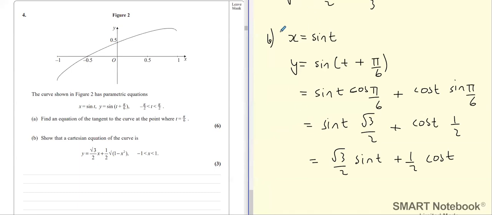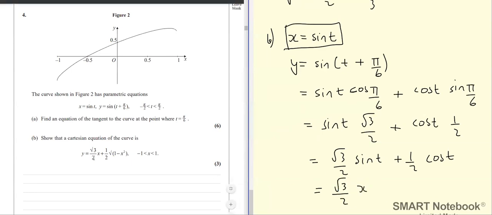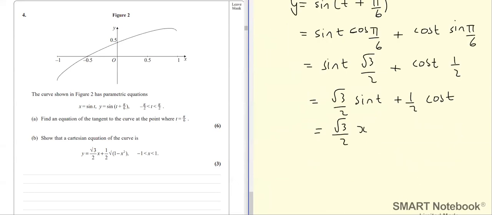Well, we know sine t is x. So anywhere I see sine t, I can replace it with x. So I get root 3 over 2 x, which looks very similar to the bit at the front here, root 3 over 2 x, but there's no cos t. How am I going to replace cos t? So this is a half, and now I need to replace cos t. There's a problem.